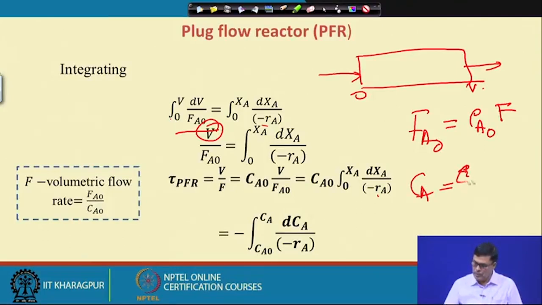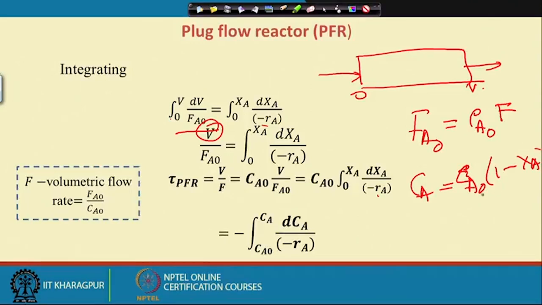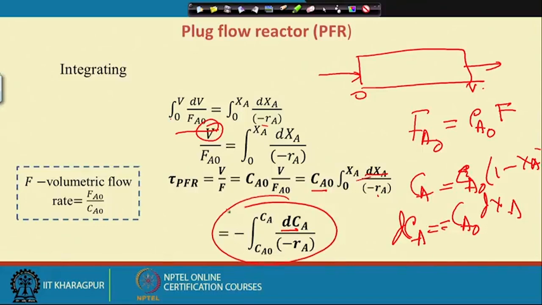CA equal to CA0 (1 minus XA). Now, dCA is equal to what? Minus CA0, CA0 is constant, dXA. Now, here this is CA0 and dXA is there. So we can write this in the form of dXA, and this will be minus, because the plus is there, so it should be minus. This is the equation we come across. This is equal to again V by F.